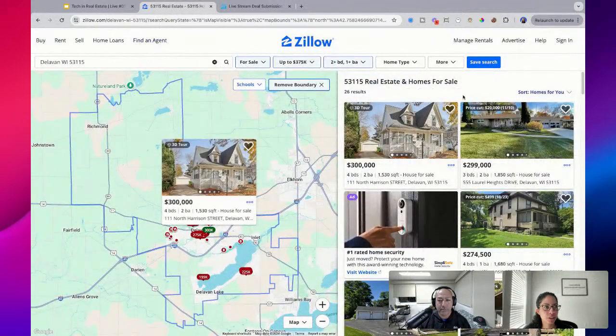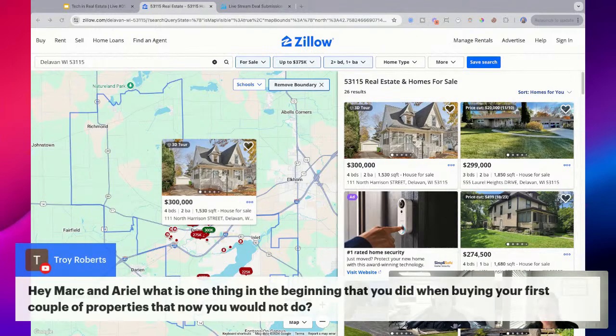So actually, before we look at another property, great question from Troy. I'm going to highlight this one here: what is one thing in the beginning that you did when buying your first couple of properties that now you would not do?